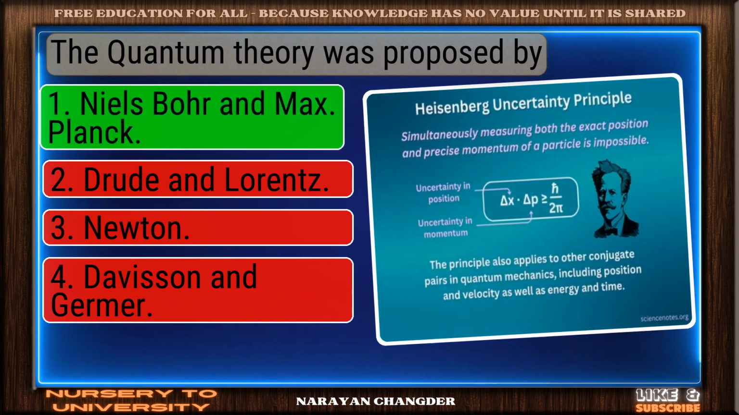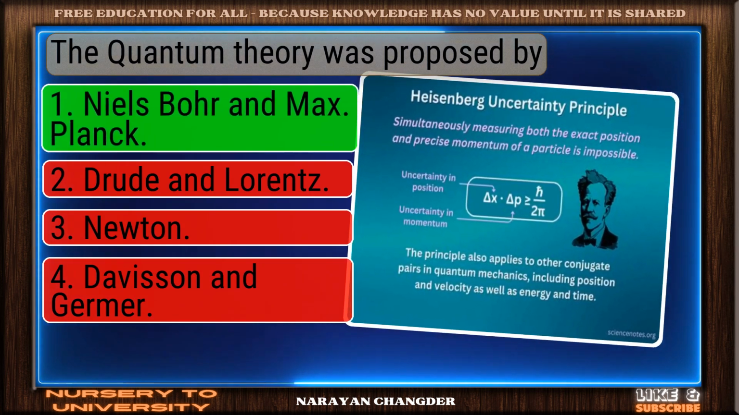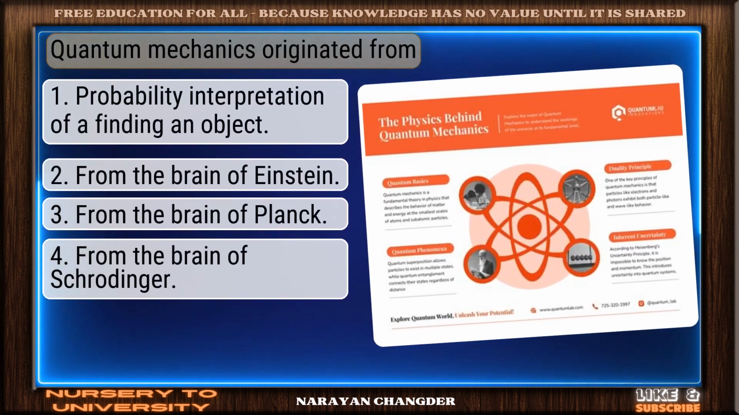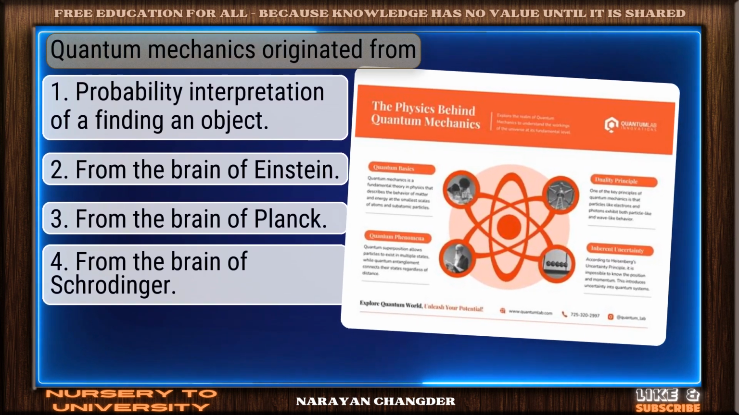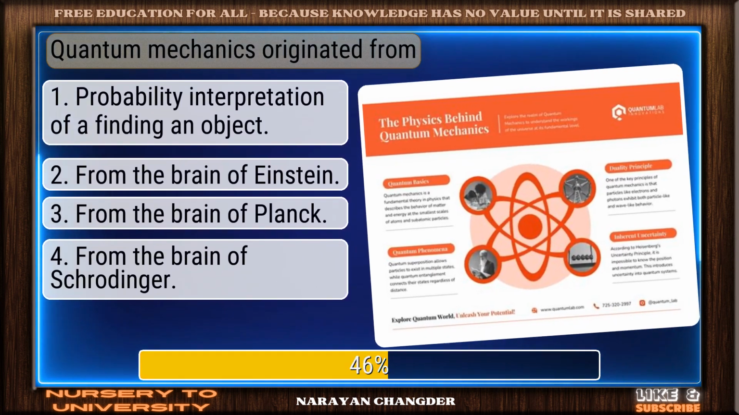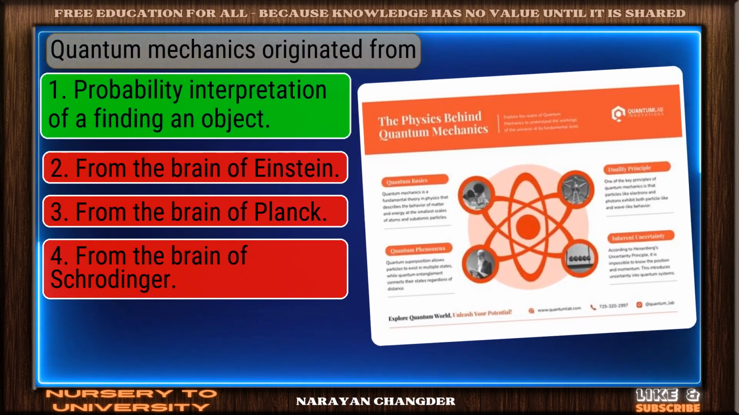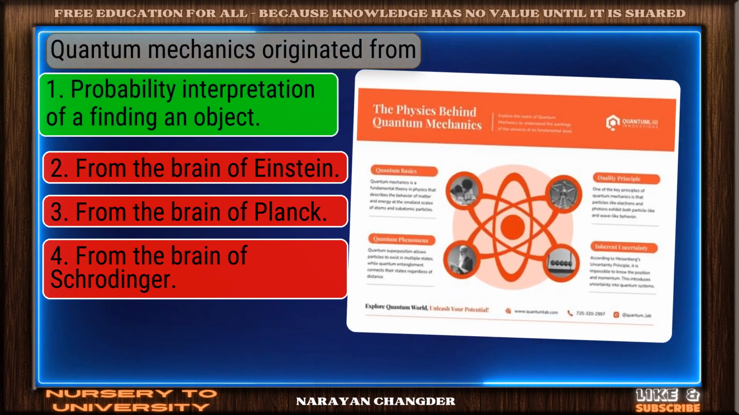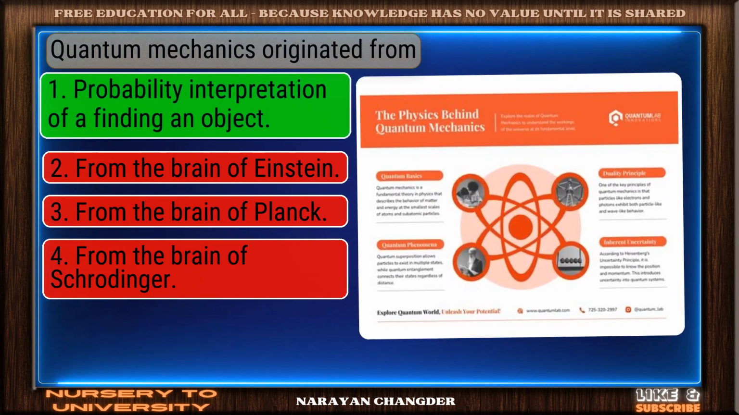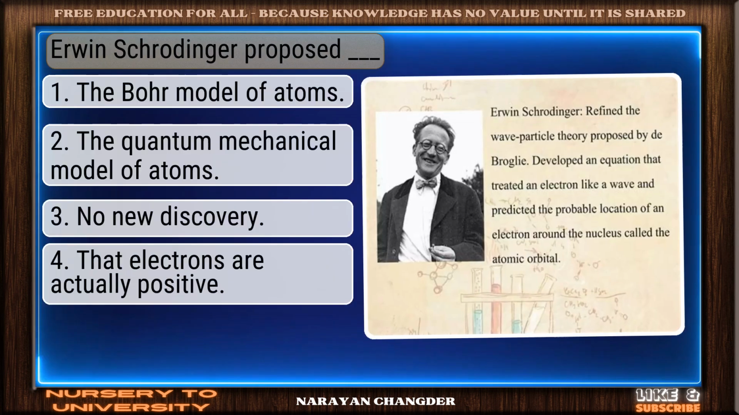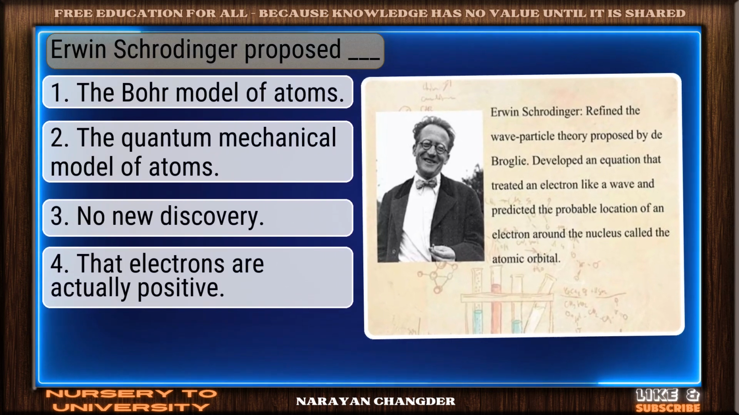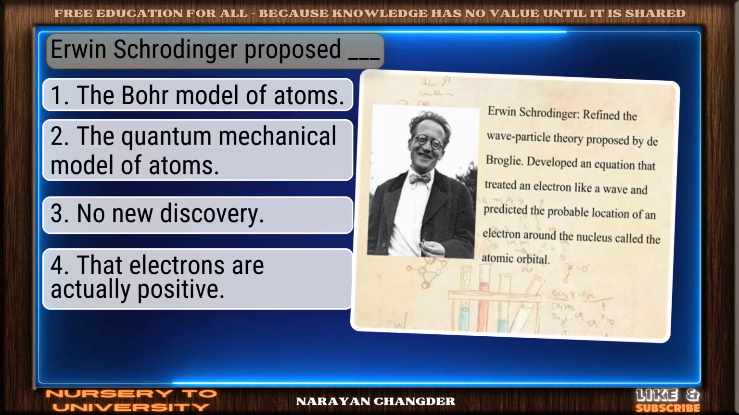Perfect. Niels Bohr and Max Planck is the correct choice. Question number 66. Quantum mechanics originated from... Well done. Probability interpretation of finding an object is the right choice. Question number 67. Erwin Schrödinger proposed dash.